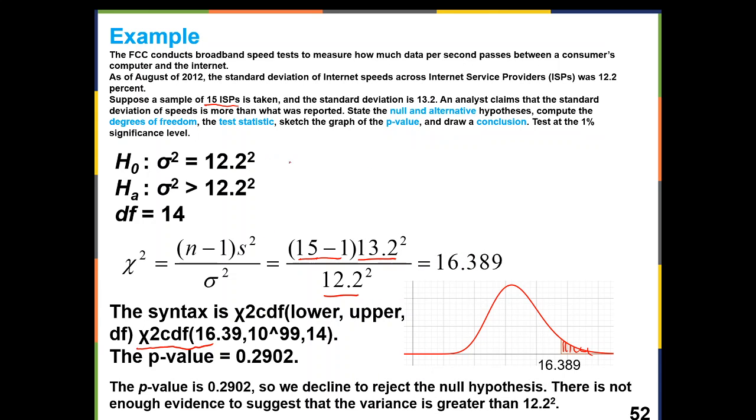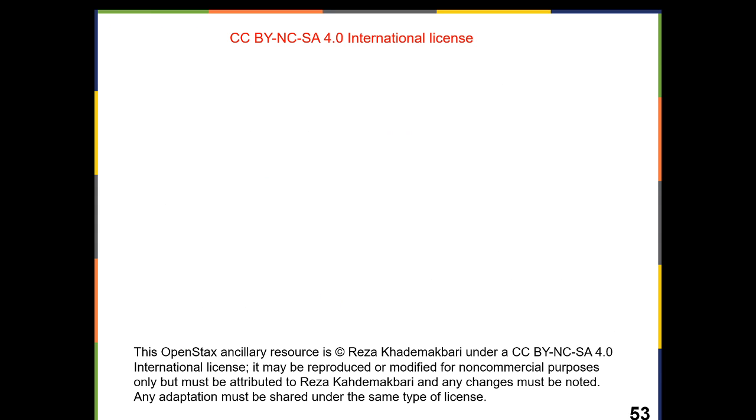So that means we don't have enough evidence to reject that. The p-value is that, so we decline to reject the null hypothesis. There's not enough evidence to suggest that the variance is greater than 12.2 squared. All right? That's how we do a test of variance or the standard deviation, doesn't matter. Okay, so we got to the end of this chapter.